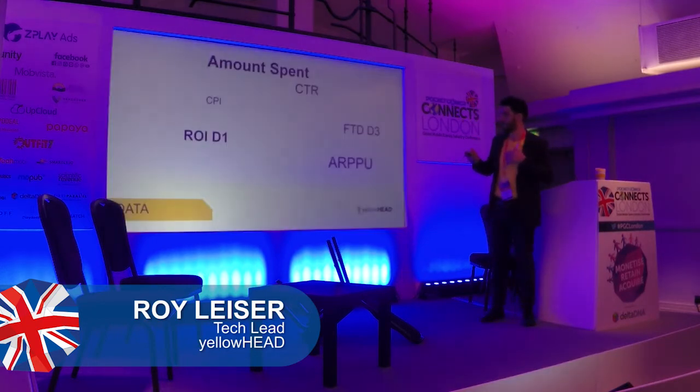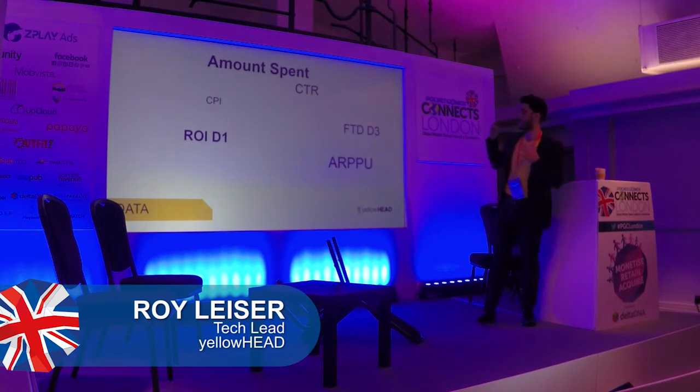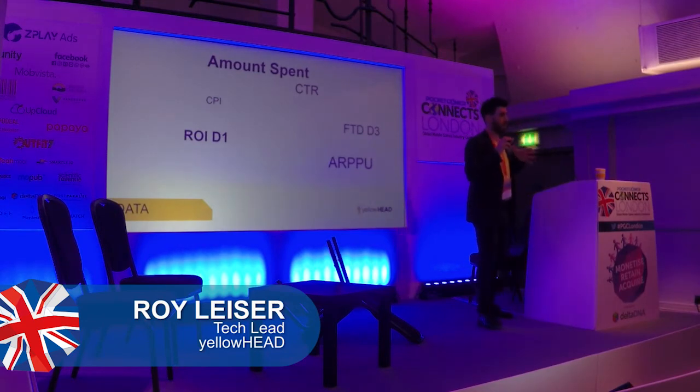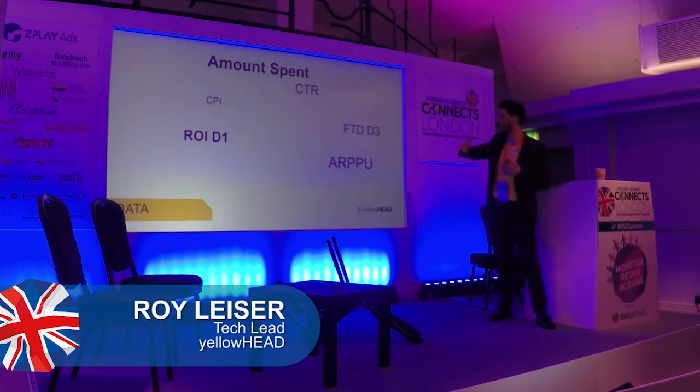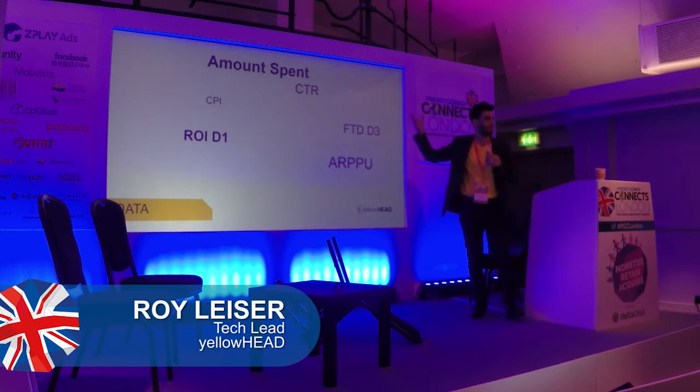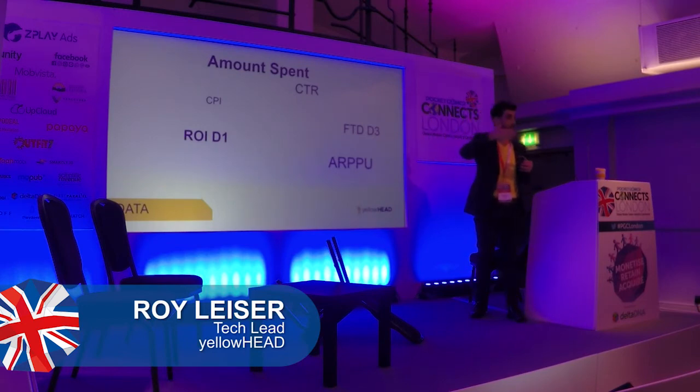So basically, this is a short list of what a campaign manager usually looks at when they try to optimize a campaign. You have the amount of spend, the CPI, the cost per install, the FTD, the first-time depositor, which not everyone calls it, but it's the number of users that made any deposit in the app, and ROI. Not a very long list, but usually that's enough.